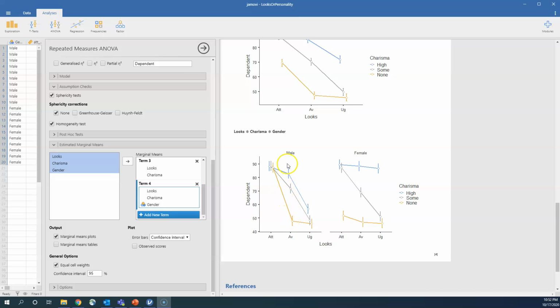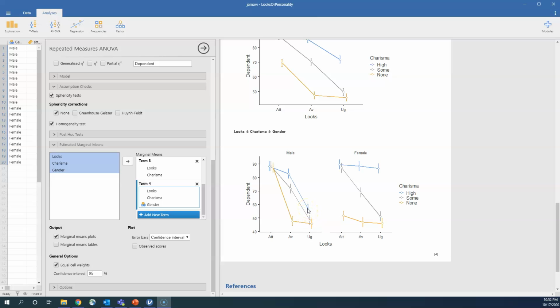So, looking at the males graph, you can see that attractive people are highly rated across the board, regardless of their charisma. If you have no charisma at all, it doesn't matter. As long as you're beautiful, men love you. If you're ugly, charisma cannot make up for much. You do get a little bit of a bump here for being highly charismatic, but again, if you're unattractive, then not much.